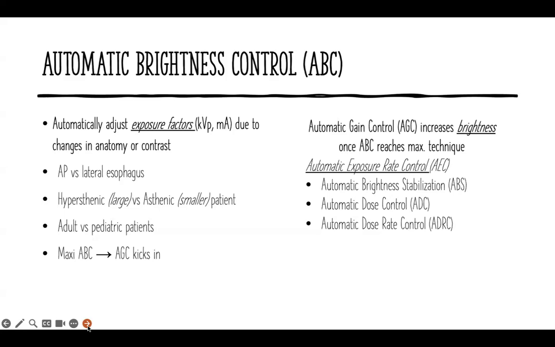So the AEC, which we should be familiar with because a lot of our stationary x-ray machines have an AEC, or automatic exposure control. But on the fluoro, your AEC consists of your automatic brightness stabilization, which is your ABC, your automatic dose control, which is your ADC, and then your automatic dose rate control, which is your ADRC.